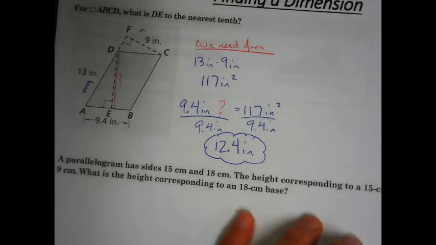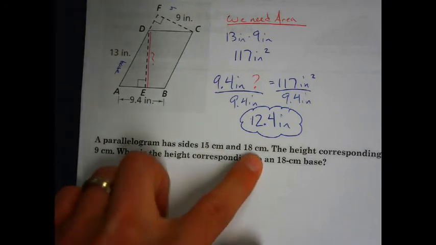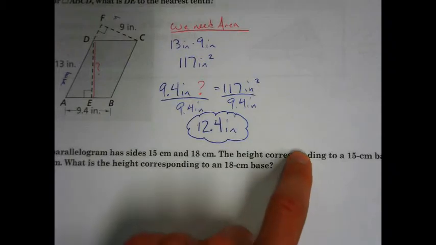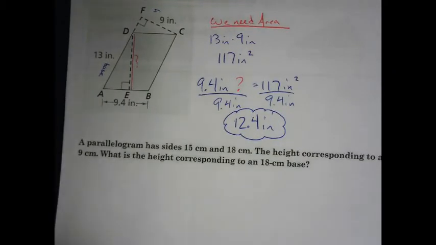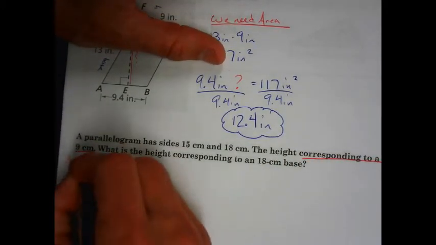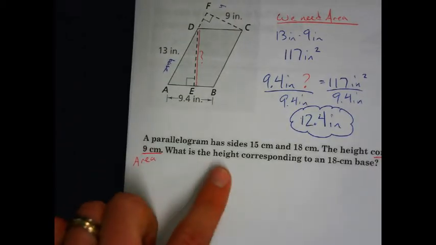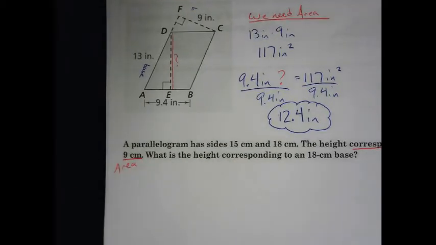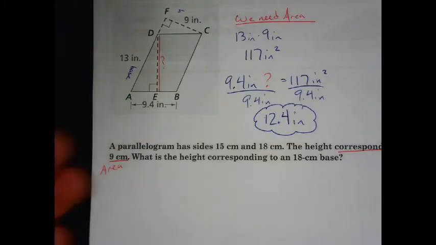So here's the words. A parallelogram has sides 15 centimeters and 18 centimeters. The height corresponding to the 15 centimeter base is 9 centimeters. What this tells us, the height corresponding to the 15 centimeter base is 9 centimeters. We now have the area of the parallelogram. Okay, so the question becomes, what is the height corresponding to the 18 centimeters base? So it's going to be, what's the other height? Very similar to what we just did here.